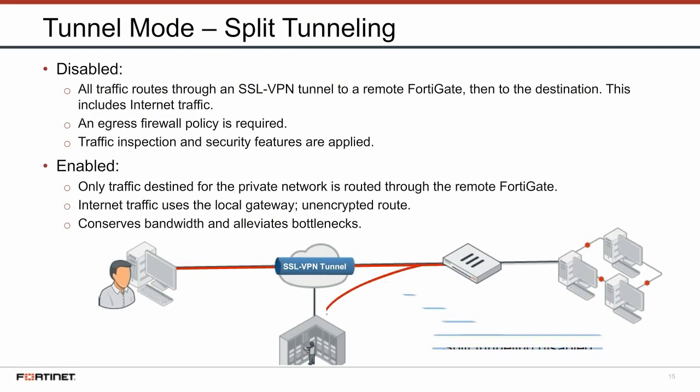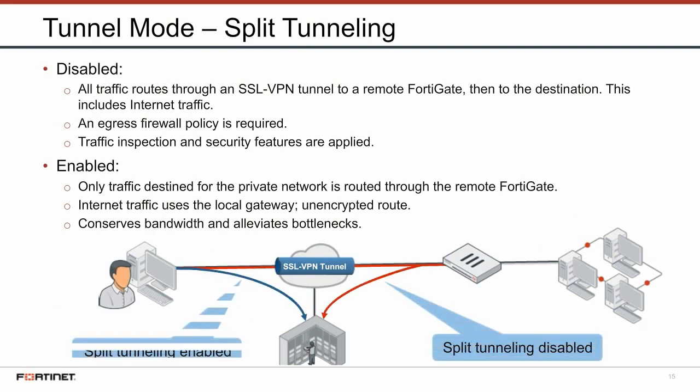Tunnel mode also supports split tunneling. When split tunneling is disabled, all IP traffic generated by the client's computer, including internet traffic, is routed across the SSL VPN tunnel to FortiGate. This sets up FortiGate as the default gateway for the host. You can use this method in order to apply security features to the traffic on those remote clients, or to monitor or restrict internet access. This adds more latency and increases bandwidth usage.